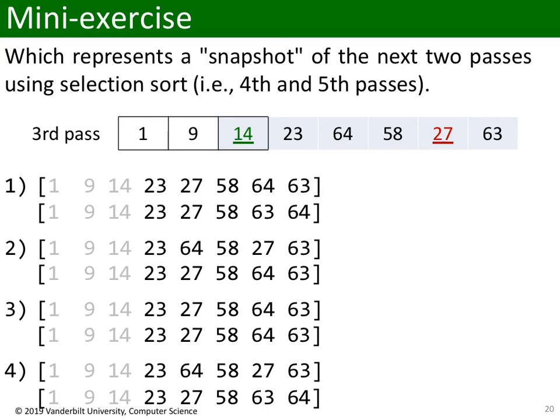So here's a mini exercise to verify that you understand how selection sort works. Take a moment, pause the video, and see if you can write down what the fourth and fifth passes will look like given a selection sort of this array. So we've already completed the third pass. We've locked element 0, 1, and 2, so we've done 3 passes. Write down what the array will look like after the fourth and fifth passes.